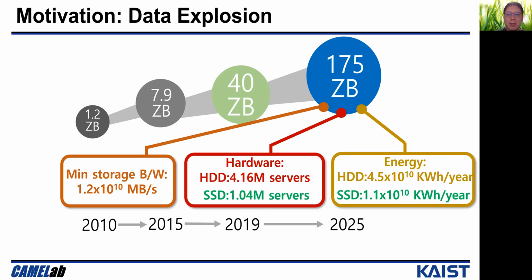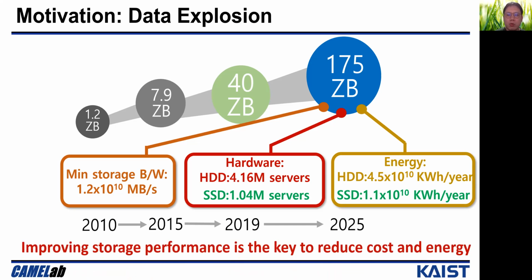Instead, we can use SSD rather than the hard disk. We can reduce the number of servers to 1 million and reduce the energy consumption by 4 times. So to reduce the hardware cost and energy consumption, there is a high demand for high-performance storage to accelerate the read and write access.